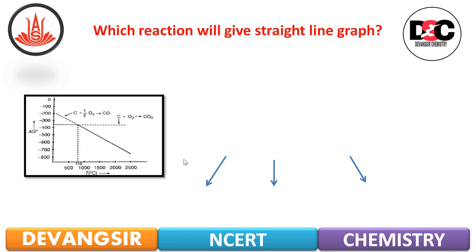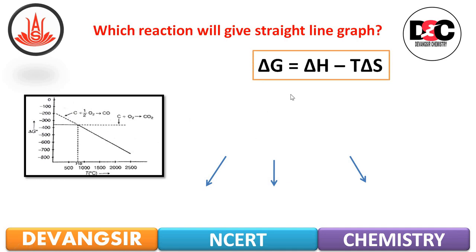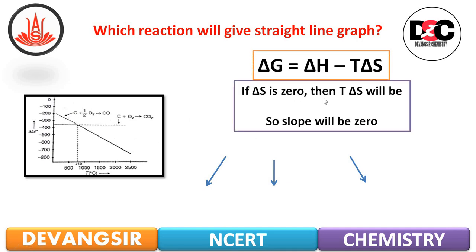So again, you can see the straight line over here in the graph of delta G versus T. In the Ellingham diagram, again the formula is delta G is equal to delta H minus T delta S. If delta S is 0, if the value of entropy is 0, then T delta S will also be 0, and automatically the slope will be 0. So you will be getting a straight line.